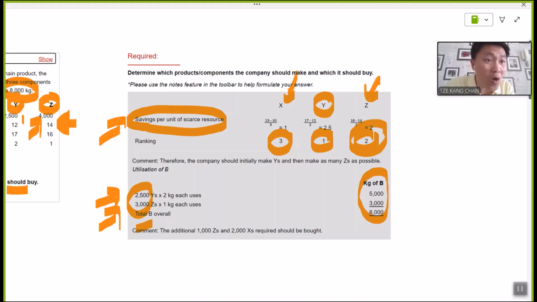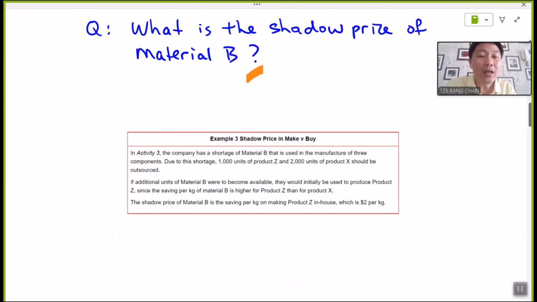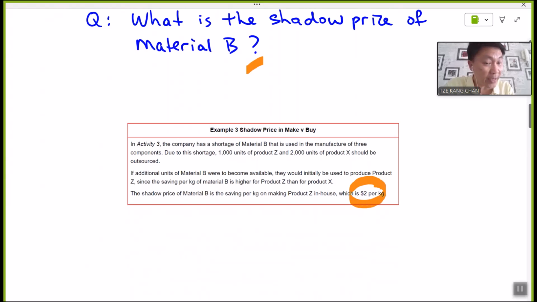And by allocating 1 kilo of B, the contribution, which is now measured and replaced by savings, is $2 a kilo. So with the saving that is the highest, up to $2 per kilo, that greatest value of saving per kilo will then represent the shadow price of B in the make or buy decision scenario. So with this demonstration, I hope you have a better idea and understanding in dealing with and unveiling the mystery of shadow price. With that, thank you for watching.